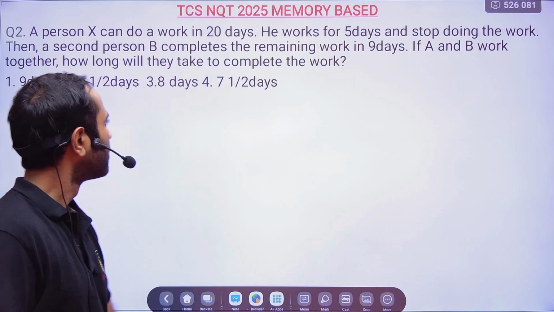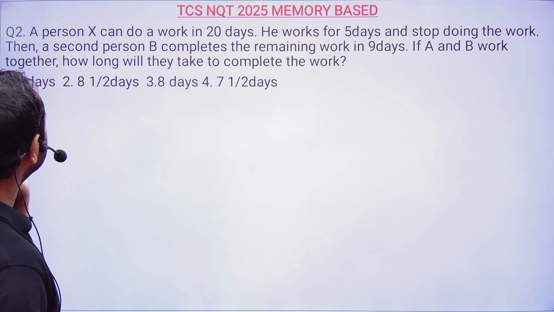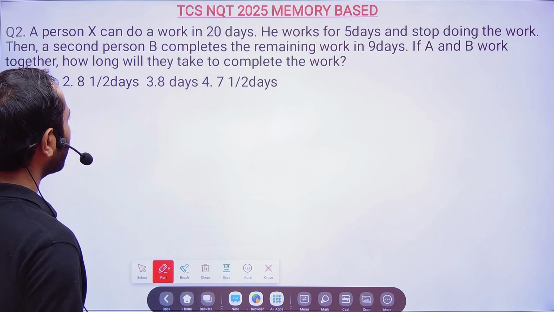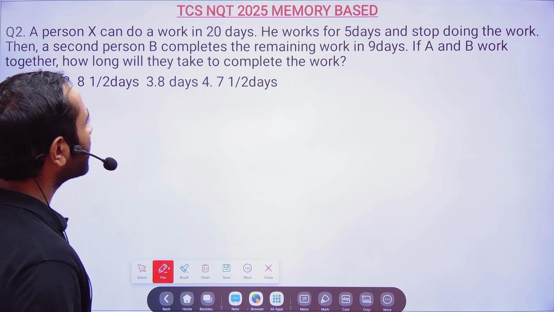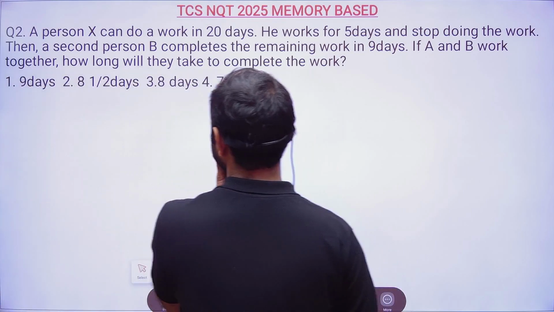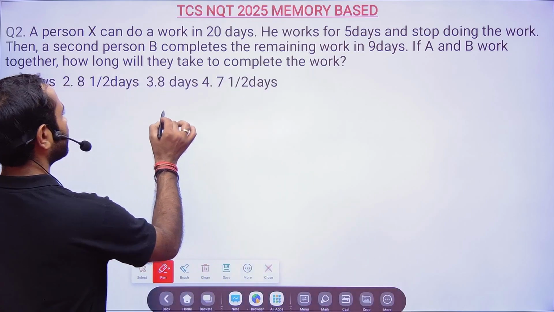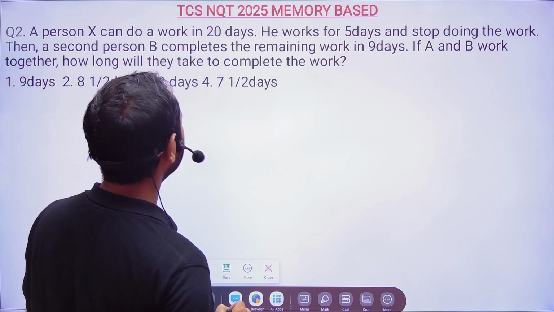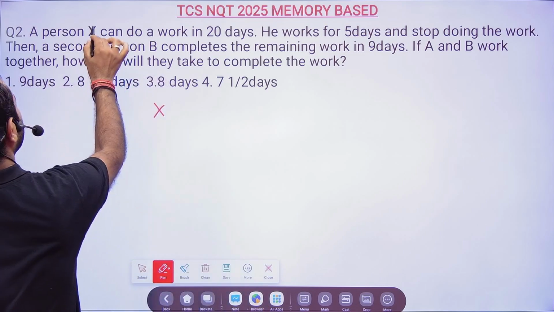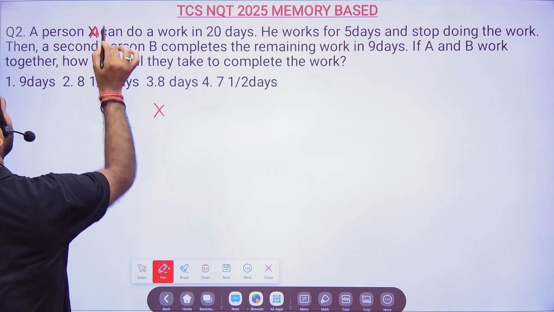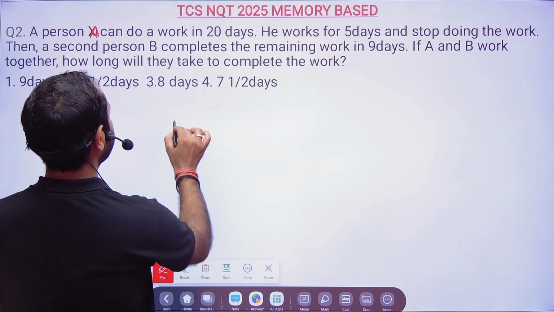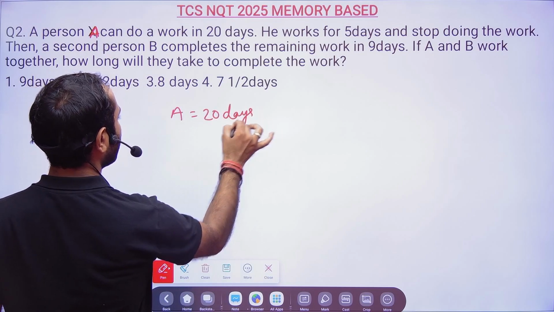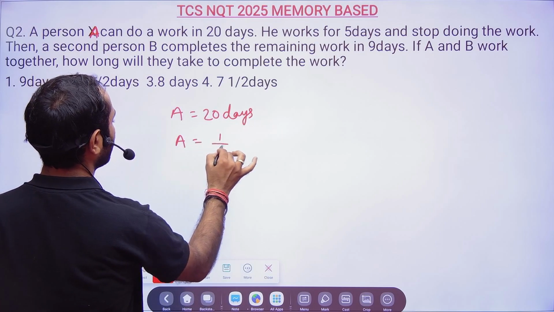Anyway, now, question number 2. A person X can do a work in 20 days. He works for 5 days and stops doing the work. So friends, there is a person, okay, so basically this is a person A. A person A can do a work in 20 days. So what will be the 1 day work of A? Sir, 1 day work of A will be 1 by 20.